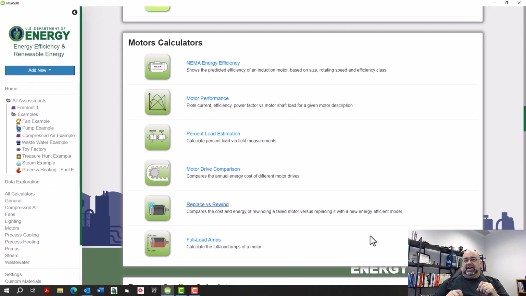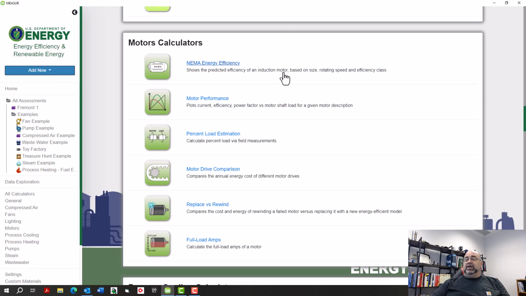Let me clarify that again. System power factor will not improve the efficiency of your motor. It will improve the effectiveness. It's going to reduce some losses that are system losses, not motor losses. So with that, we're going to go ahead and move forward. So let's see, we're 10 minutes exactly in.